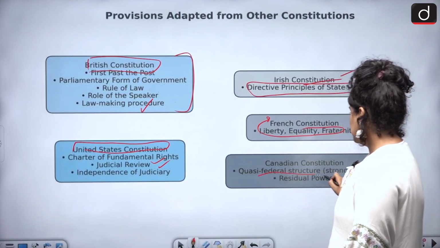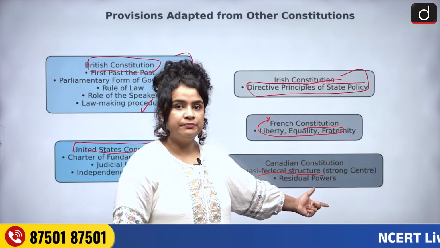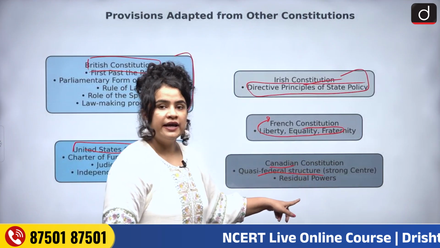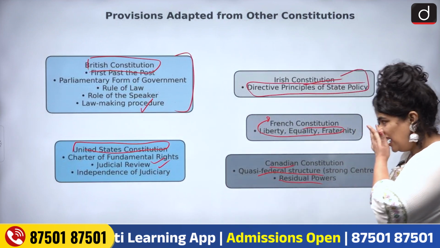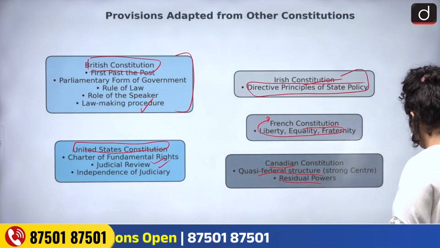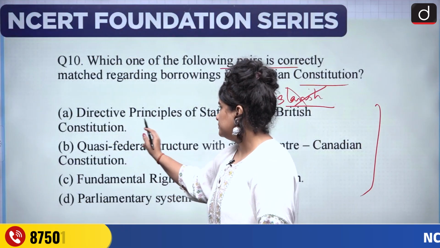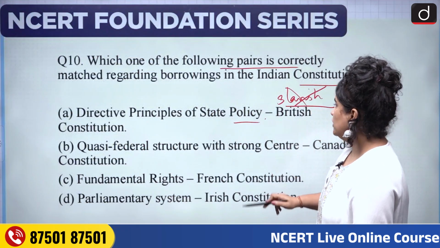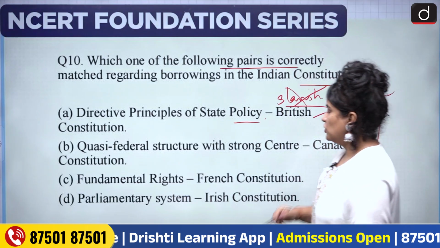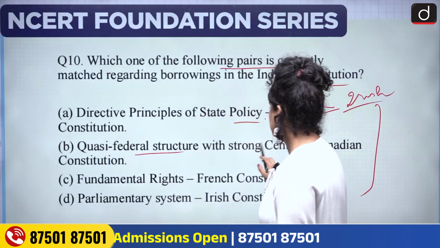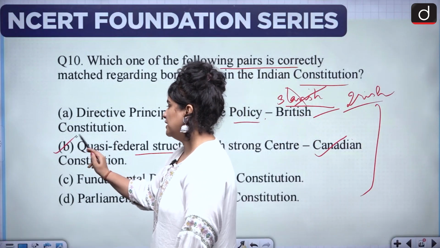Then the quasi-federal structure, which means a federal structure but with a strong unitary bias, has been taken up from the Canadian Constitution, as well as the concept of residual powers. Remember, we discussed them in one of the preceding sessions where we said that the residual powers belong to the Union. Now let's see. Directive principles of state policy, British Constitution? No, in fact, this has been borrowed from the Irish Constitution. Quasi-federal structure with strong centre? Yes, this is borrowed from the Canadian Constitution. So this has been matched rightly.